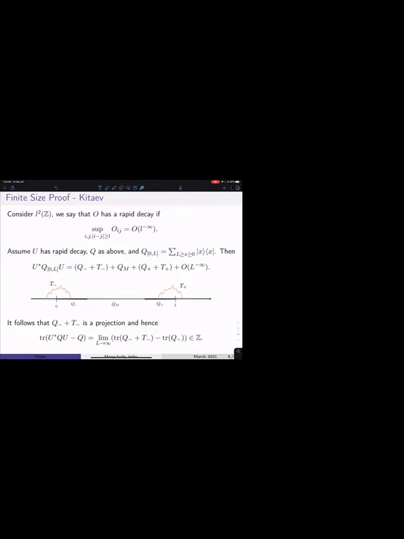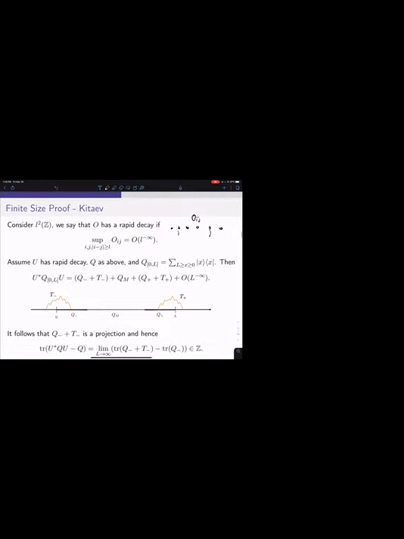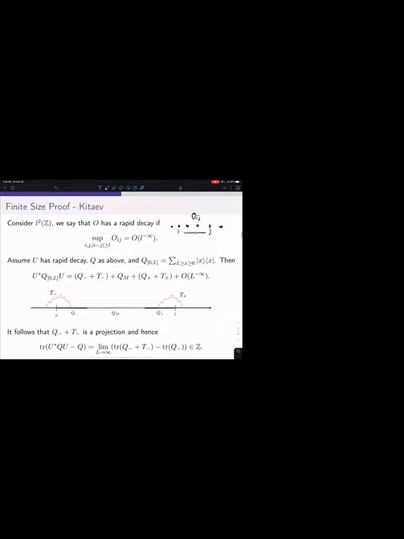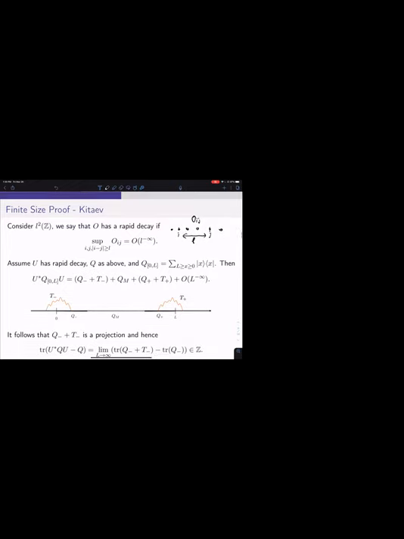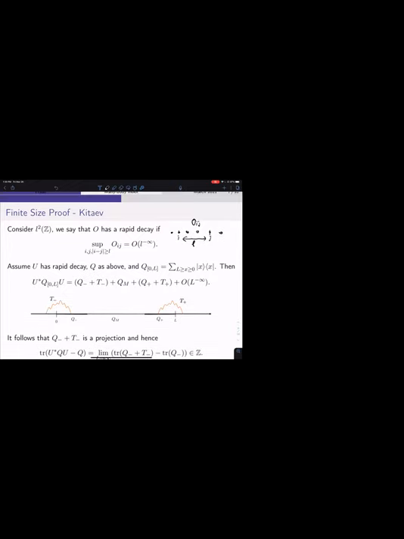These are operators that if you look at the matrix elements, so maybe I should draw the line. So here is a line. Here is somewhere i, somewhere j. And if you look at the matrix element of an operator O_ij, it needs to decay in the distance between i and j. So the distance is L. So it needs to decay in this distance.